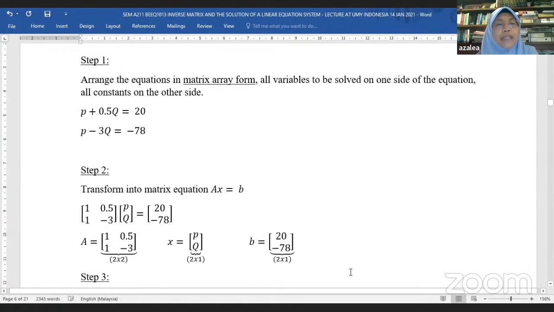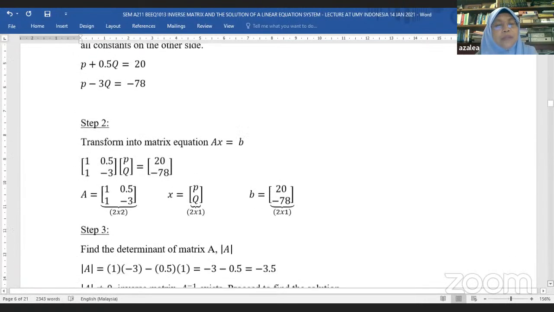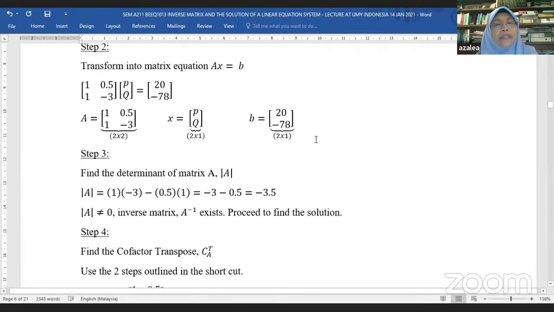Next, we transform this into the matrix equation AX equals B. This is what it looks like. We have the matrix of coefficients A: you take 1, 0.5, and then 1, minus 3, and put it here. Then the vector of variables, P and Q. Since we are arranging P first and Q second, this is the arrangement. For the constants, we have 20 and minus 78. Each of the matrices is written there.